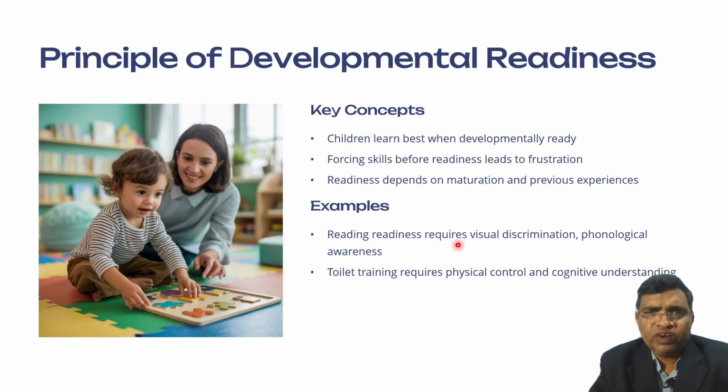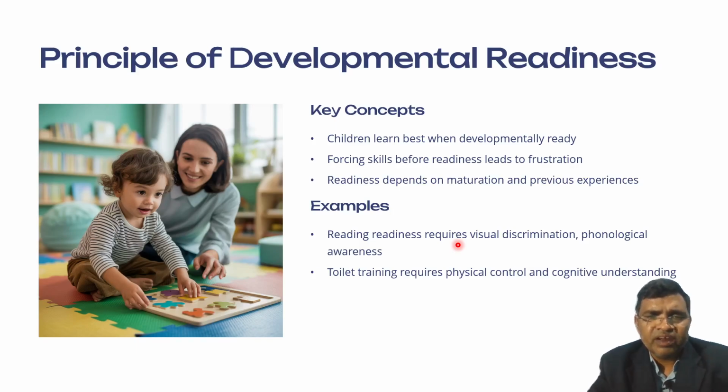Then principles of developmental readiness. The key concept is that a child learns best when development is ready. When they are physically ready, they are going to learn properly. Forcing a skill before readiness leads to frustration. So some maturity level and a proper age should be there in order to learn something, or else they are going to have frustration. That is the reason NEP 2020 comes into the picture: what is the age for preschool, and what is the age for primary school. Readiness depends on maturation and previous experience.